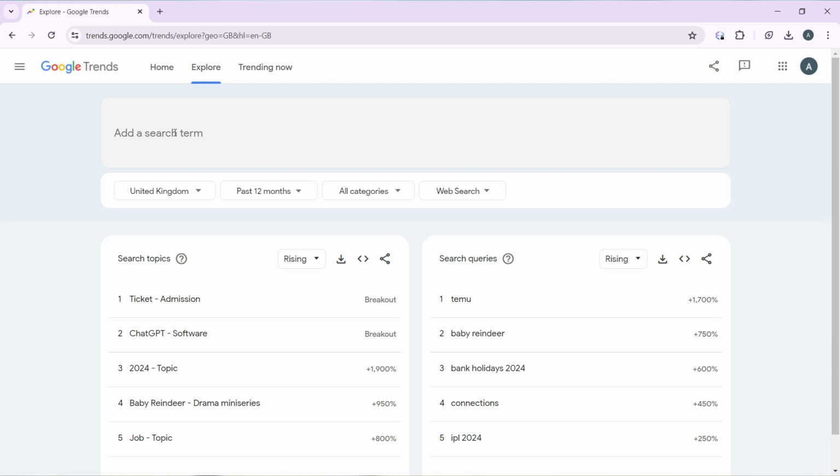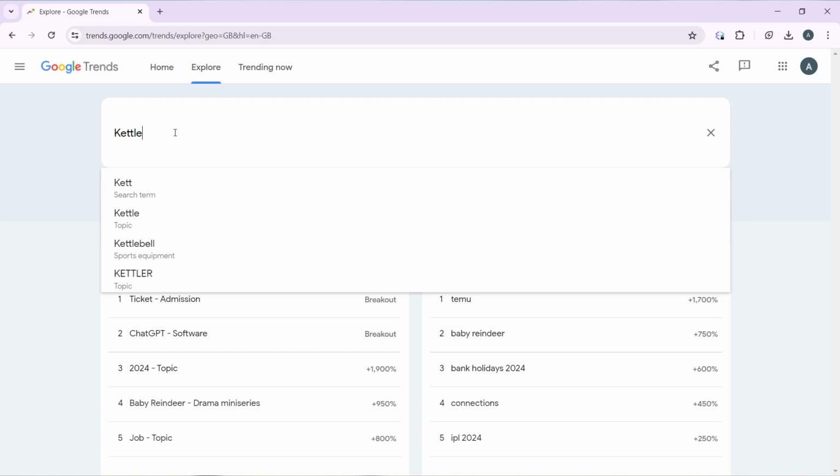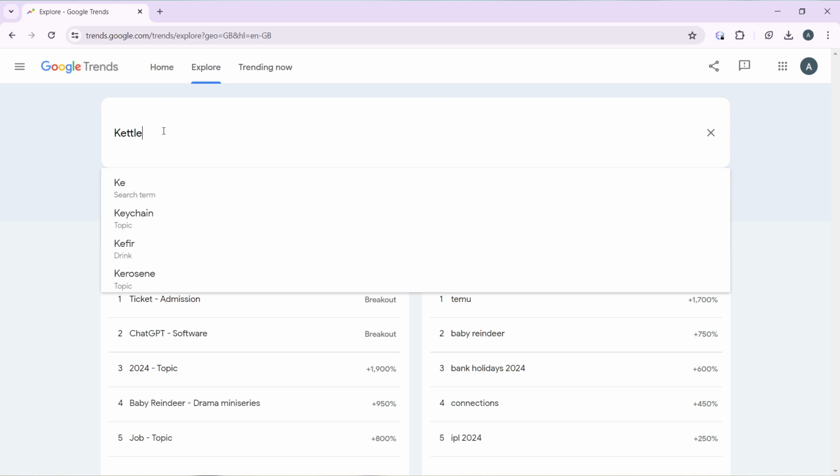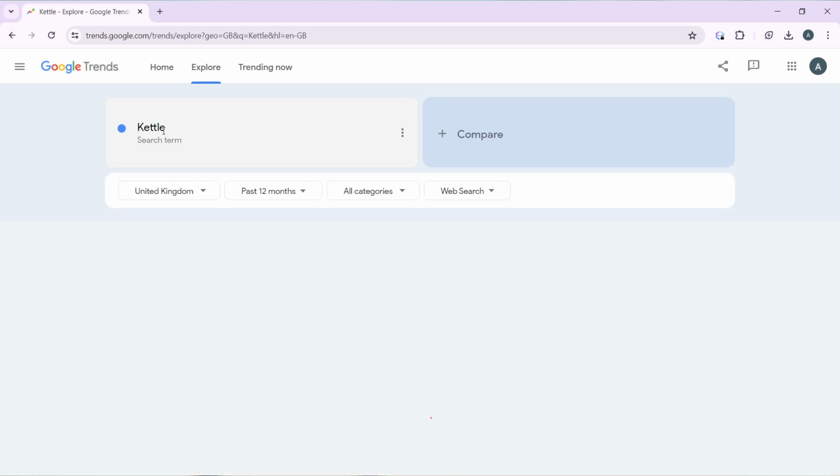So in this add a search term, let's see a product that we can use. Let's say, okay, kettle. So check that kettle. And we're going to see how kettle is doing. So punch the enter button.